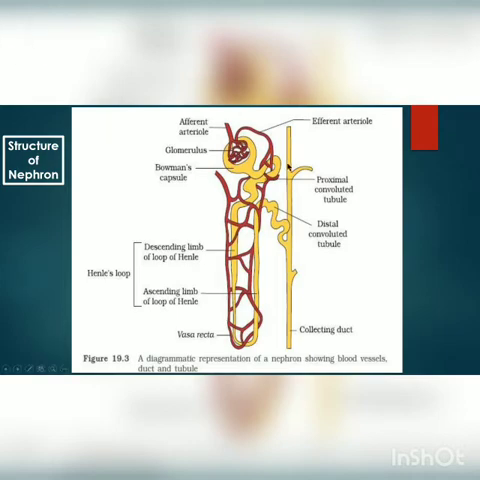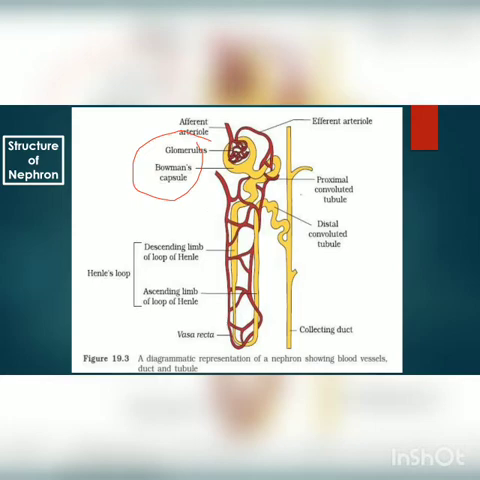Then we will come to the Malpighian body. Glomerulus along with the Bowman's capsule is termed as the Malpighian body or renal capsule. So together they are known as the Malpighian body, this glomerulus and Bowman's capsule.